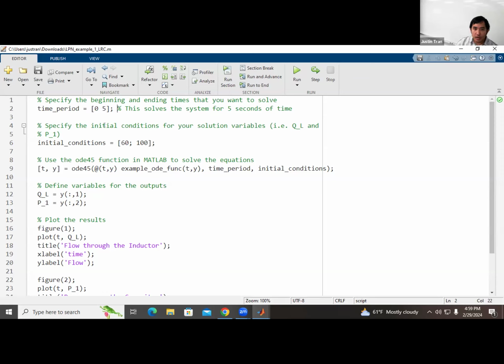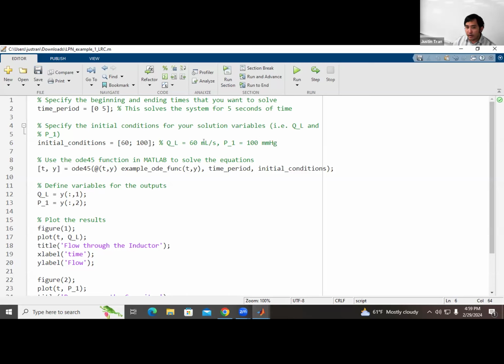Next, we specify the initial conditions for each of your solution variables. For this particular problem, our solution variables are QL, which is the flow on the inductor, and P1, which is the pressure on the capacitor. We're saying that QL is equal to 60 milliliters per second, that's the initial value for the flow, and the initial value for P1 is 100 millimeters of mercury.